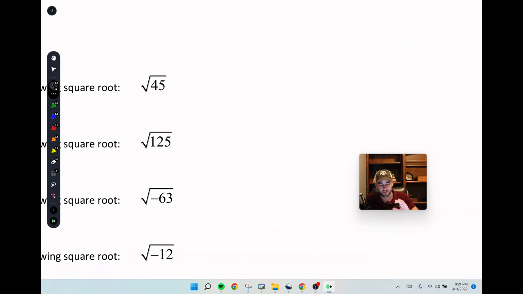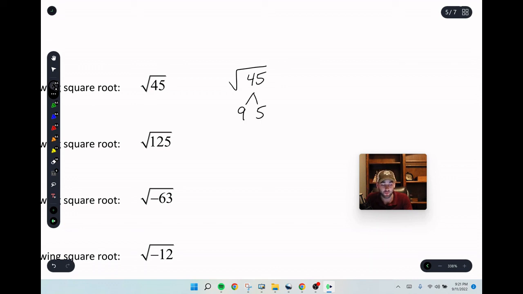I don't mind either way. Let's see. So like 45. The fast way would be to know that 9 is a perfect square and it's a factor. And then you can pull that 9 straight out, right? So it turns into 3 times square root of 5.